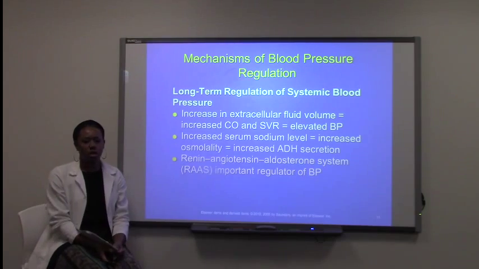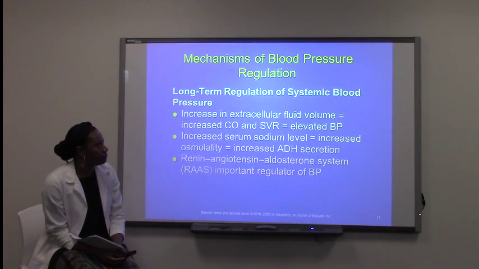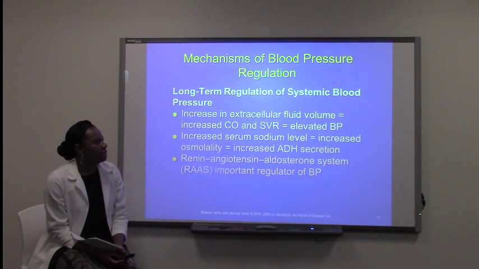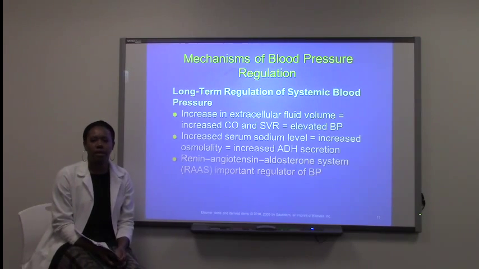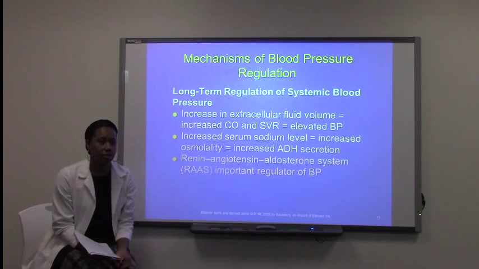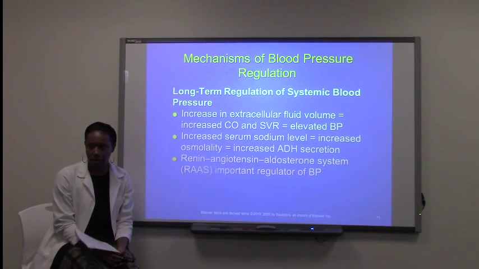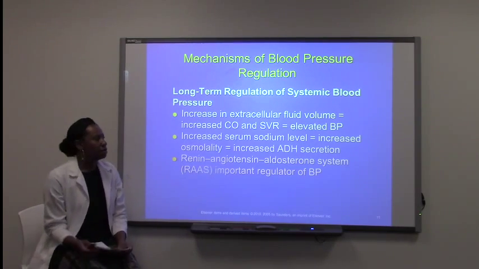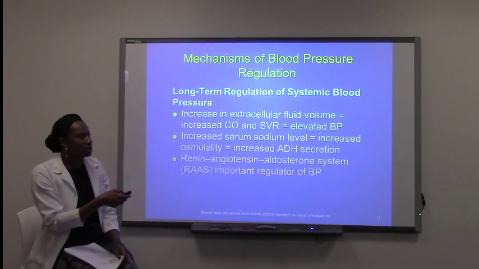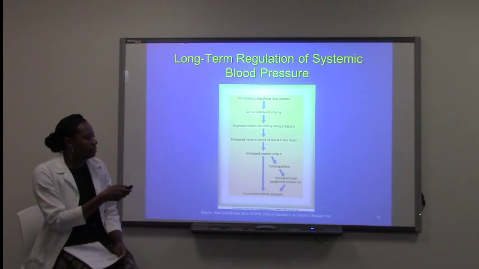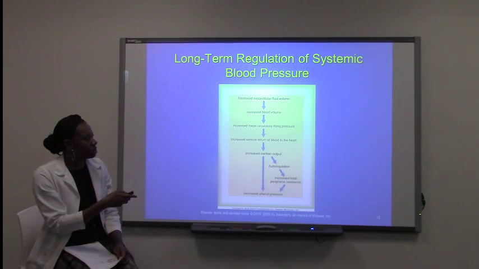Now, long-term blood pressure regulation. This is going to involve a few more mechanisms, or the mechanism that we know as the renin-angiotensin-aldosterone system. Okay, and I'm quite sure you've heard of that. So, this slide, don't cross it out, just read it, okay? And this is going to make sense when I show you this other chart.